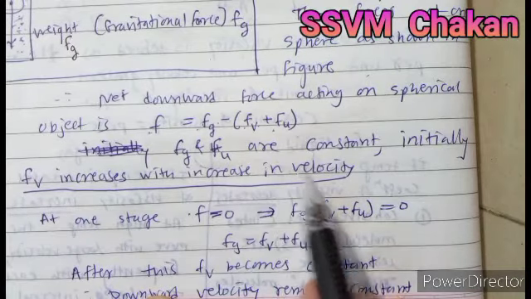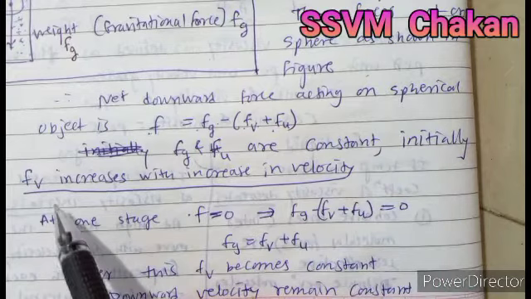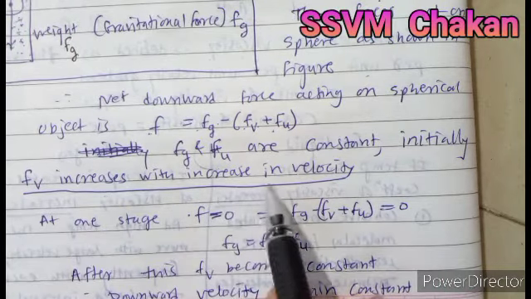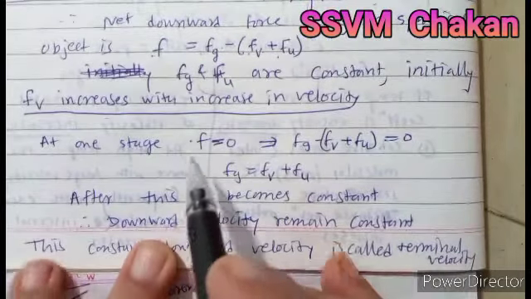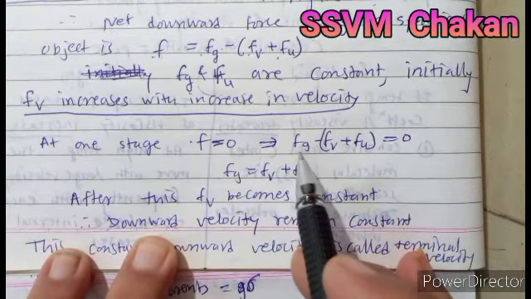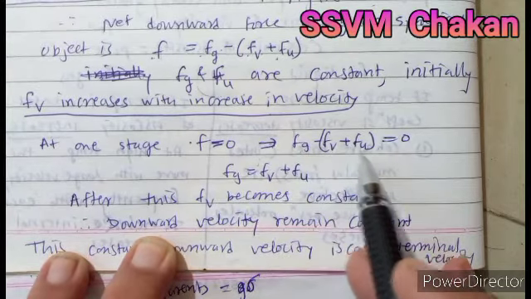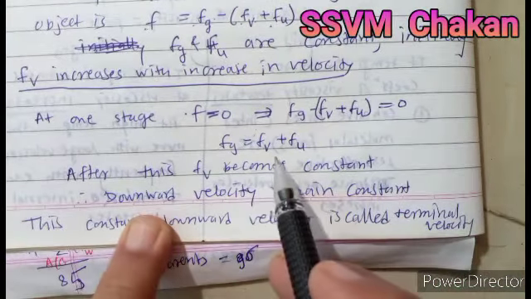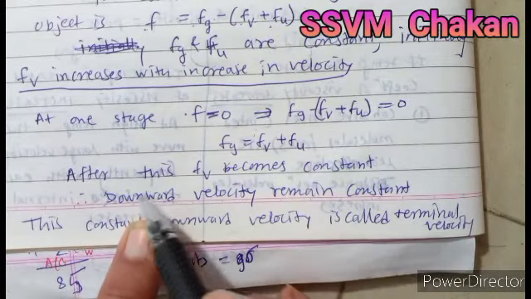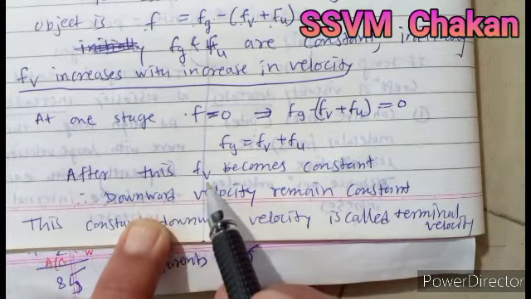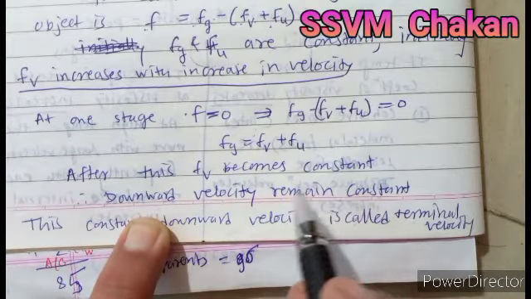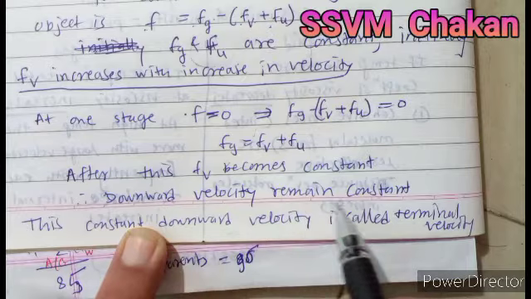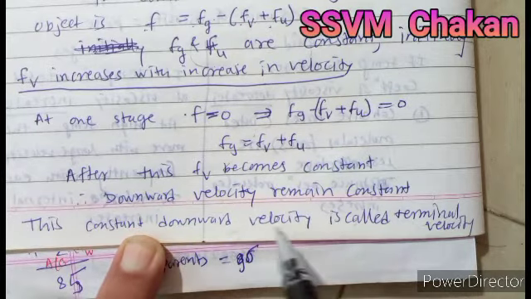Fg and Fu are constant. Initially Fv increases with increase in velocity. At one stage F is equal to 0, that means Fg minus (Fv plus Fu) is equal to 0. So Fg is equal to Fv plus Fu. After this Fv becomes constant, so the downward velocity remains constant, and this constant downward velocity is called the terminal velocity. We now calculate the formula for that terminal velocity.